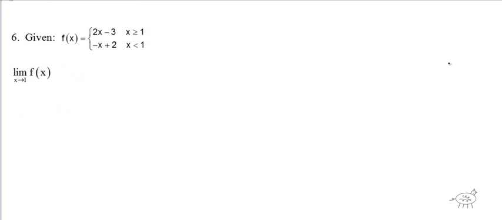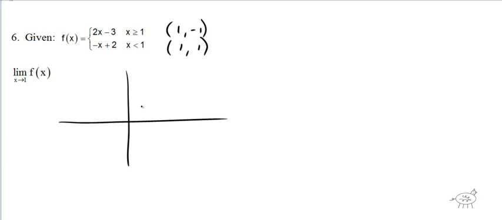Given a nice little friendly piecewise function, I wanted to find the limit as x approaches 1 of f of x. So what you need to do is you need to graph it, a piecewise function. You guys should remember that, right? If I plug in a 1 here, I get negative 1, because 2 times 1 minus 3, right? And then I put a 1 into here, and I get positive 1. So I need to make a graph, because I need to know what's going on with this function. If I graph it, we've got 1, negative 1 is a solid dot, and 1, positive 1 is an open dot.